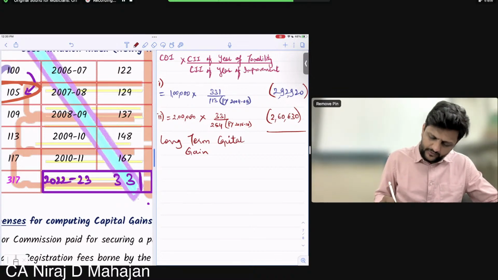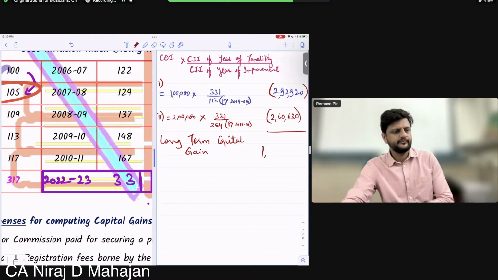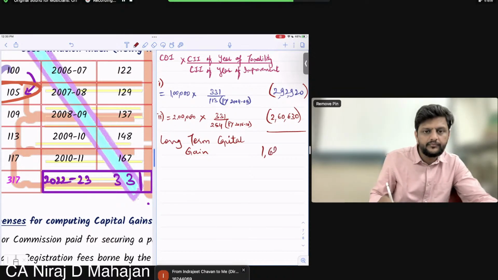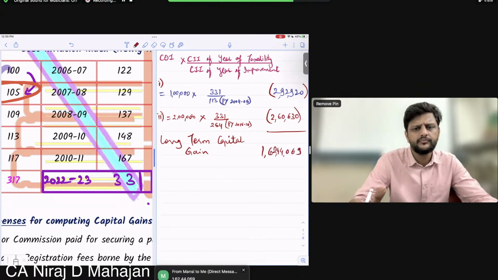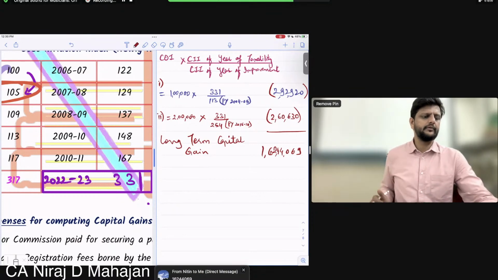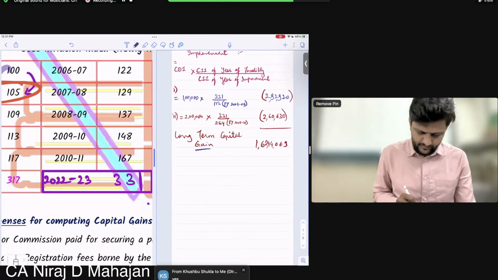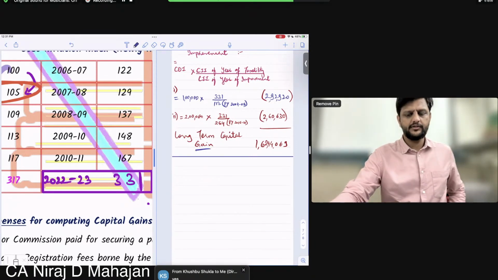Give me the figure. One crore 62 lakh 44,069. Is it? Okay. Done till here? Everybody? So the long term capital gain, correct, LTCG, okay, in short. LTCG. Done till here?